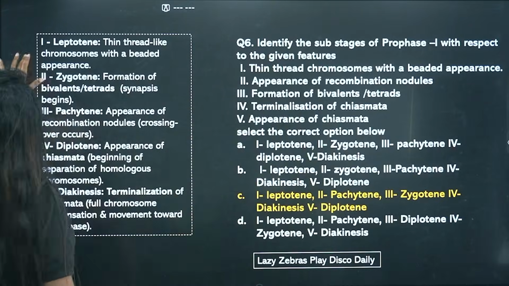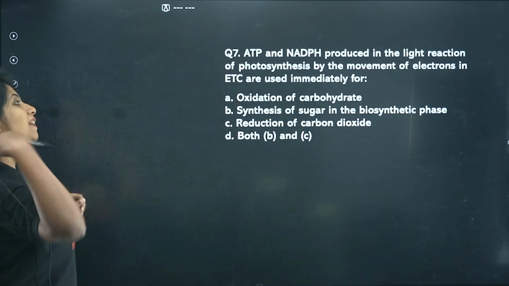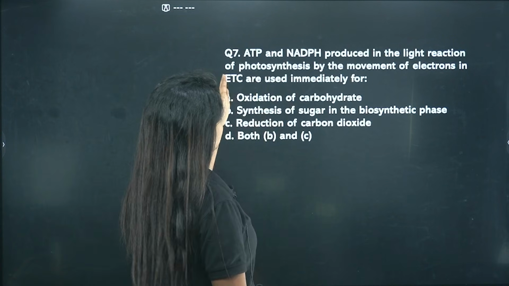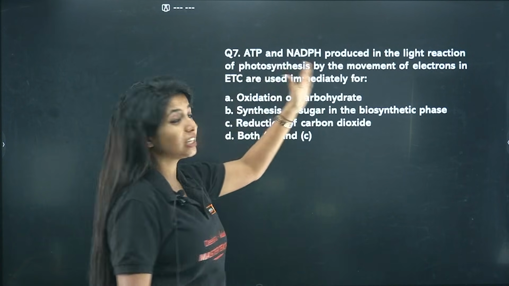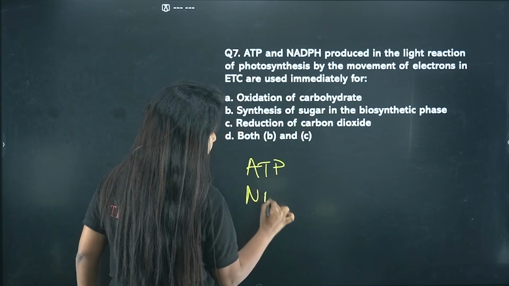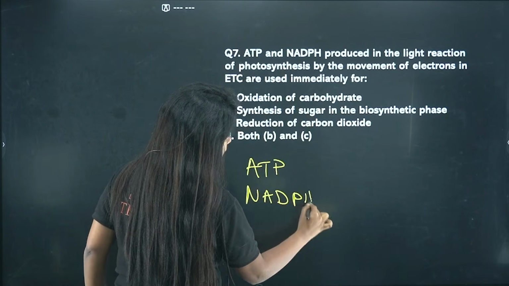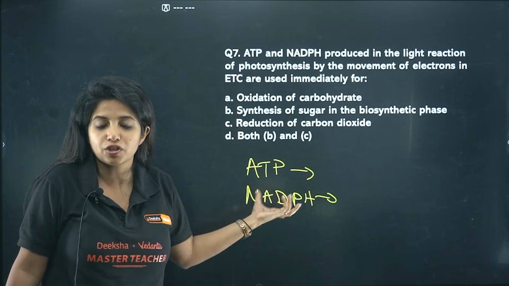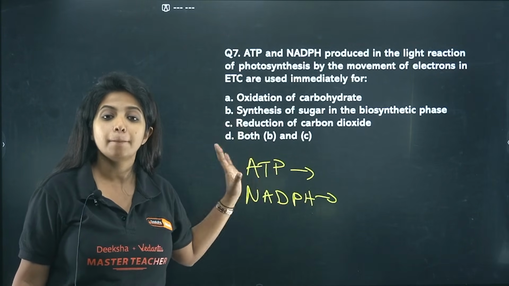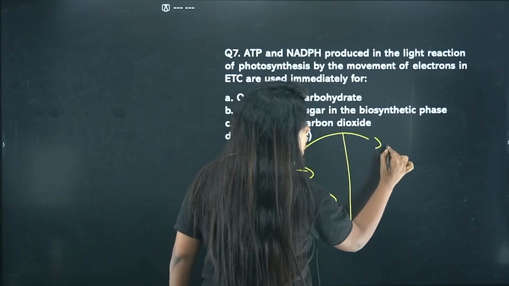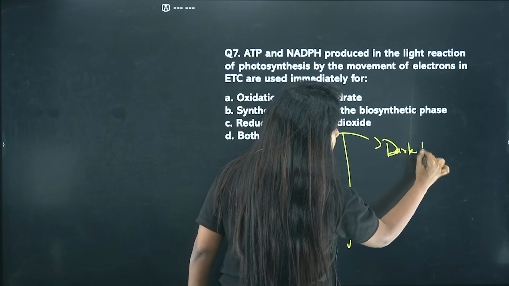Okay, fine. Now, ATP and NADPH produced in the light reaction of photosynthesis by the movement of electrons in ETC, that is electron transport chain, are used immediately for... So there is ATP and NADPH being produced. Where do you think they are used? In the light reaction they are being produced, but actually they are produced in the light reaction for being used up in the dark reaction.